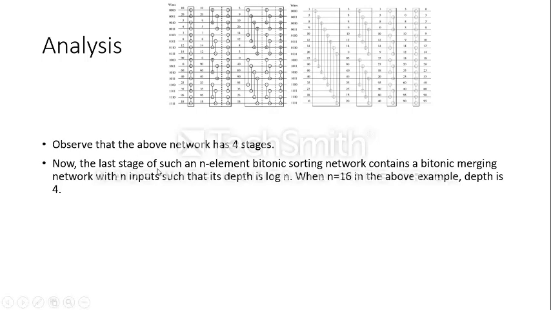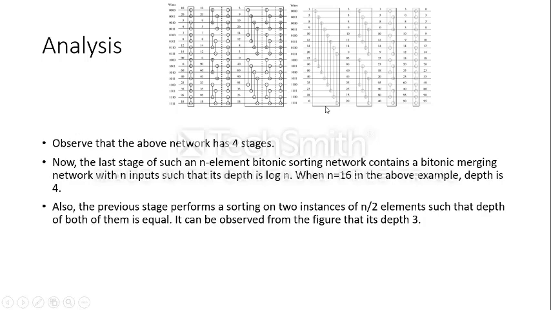The last stage of an n-element Bitonic sorting network is working on the 16 elements, and in this way, log of 16, that is four, Bitonic splits will take place. So the Bitonic split will take place four times. That is why it has four different columns, so the depth of stage 4 is basically 4.